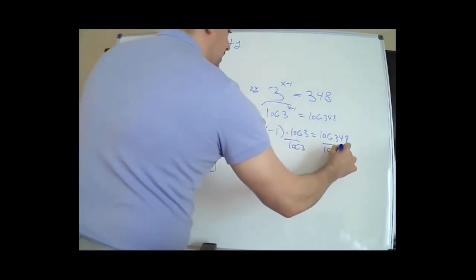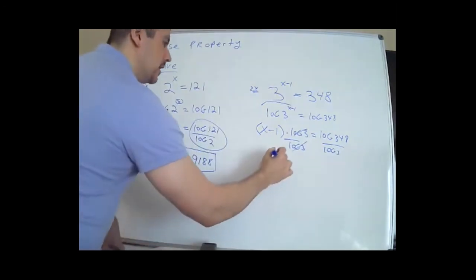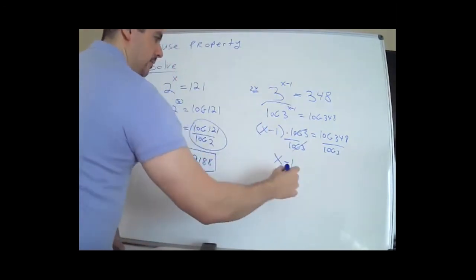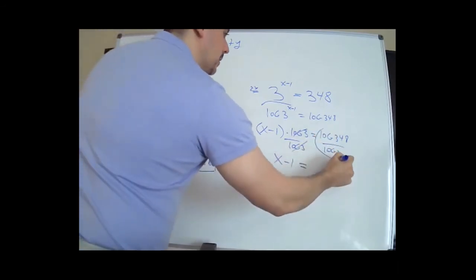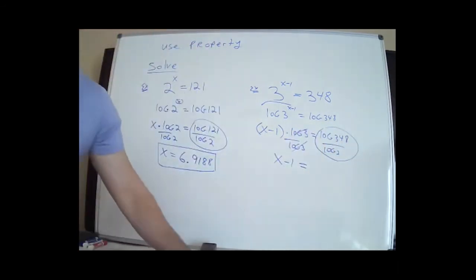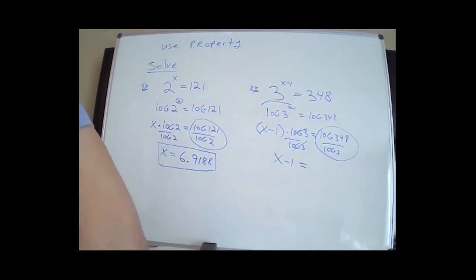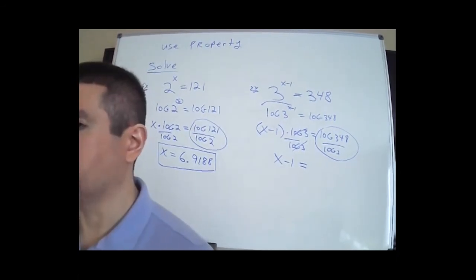Now, I'm going to divide by log 3. So what's left on the left? What's left on the left? X minus 1. I need to compute this, so I will. I'm going to go back to the calculator, and I'm going to compute it as quickly as I can.